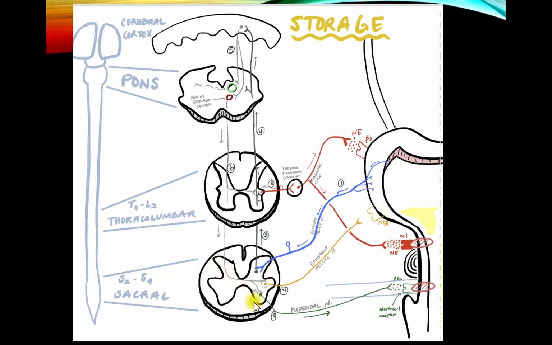Okay, and the final step here is to stimulate these anterior horn cells here. These have a name, Onuf's nucleus. And these travel out through the pudendal nerve. Okay, and when these are activated, this contracts the external urethral sphincter, and this is acetylcholine on nicotinic receptors. Okay, so all of that is going on continuously during urine storage.